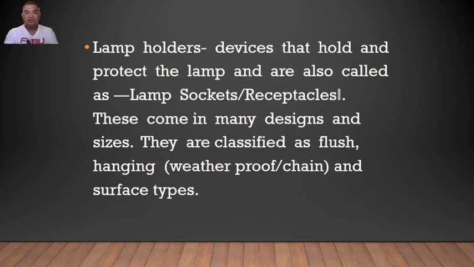Okay, next we have lamp holders, devices that hold and protect the lamp, also called lamp sockets or receptacles. They may come in many designs and sizes. They are classified as flush, hanging, probe, chain and surface type. If our lamp comes in the form of a bulb, we need lamp holders or lamp sockets, or lamp receptacles, for us to be able to supply electricity to our bulb, and also to hold our bulb and protect it from weather or from damage.